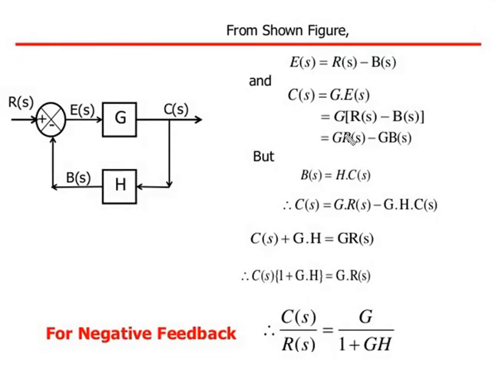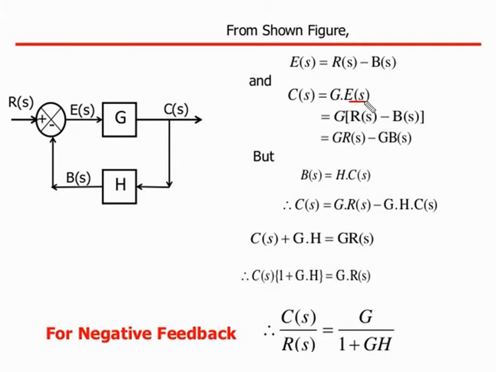Now we first consider the negative sign. So B(s) is connected to the negative of the summing point. So E(s) equals R(s), which is plus sign, and minus B(s). So E(s) equals R(s) minus B(s). Now C(s) is defined as G into the input of the block G, which is E(s). So it becomes G E(s).